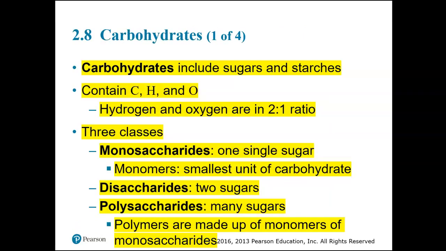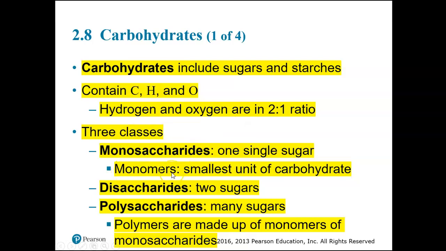All right, carbohydrates include sugars and starches, as well as some other carbohydrates found in plants. And glycogen, which is the storage form of glucose that's found in our liver cells and our muscle cells. So carbohydrates include simple sugars and then complex carbs, which are starches and other complex carbohydrates like glycogen. So carbohydrates contain carbon, hydrogen, and oxygen. The ratio of hydrogen and oxygen are 2 to 1.